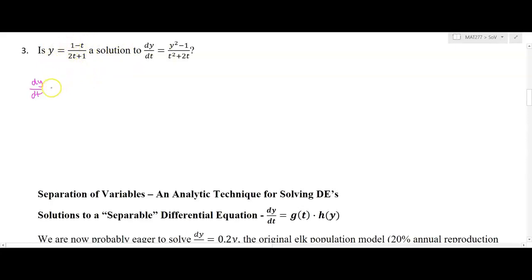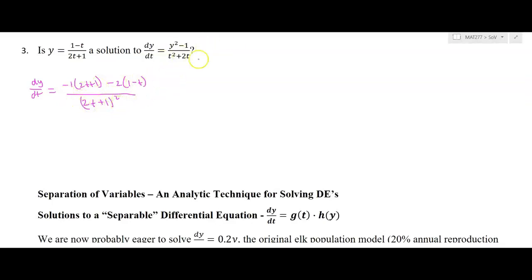Okay, so in order to find this guy's derivative, I have to use the quotient rule, which is derivative of the top times the bottom. So f prime g, which the derivative of 1 minus t is negative 1, times the denominator, which is 2t plus 1, and then minus the derivative of the denominator, which is 2, times the numerator, which is 1 minus t, divided by the denominator squared, which is 2t plus 1 quantity squared.